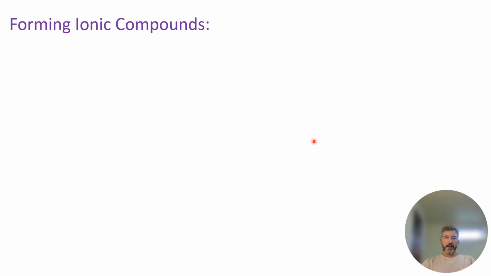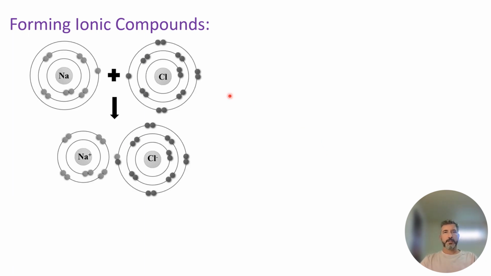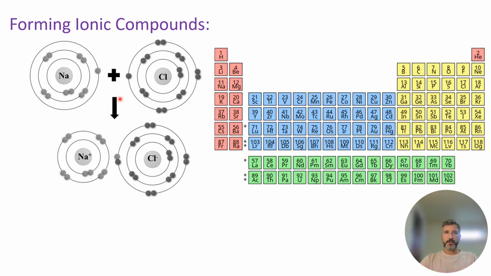Okay, so forming ionic compounds. Let's take a look at sodium and chlorine. So this is going to form sodium chloride, which is table salt. They both have 3 energy levels, and if we look at the periodic table, they're both found in the 3rd period, which means they have 3 energy levels of electrons. Sodium is larger because it has a smaller effective nuclear charge. And also because it has a smaller effective nuclear charge, it doesn't hold on to its valence electrons as well.